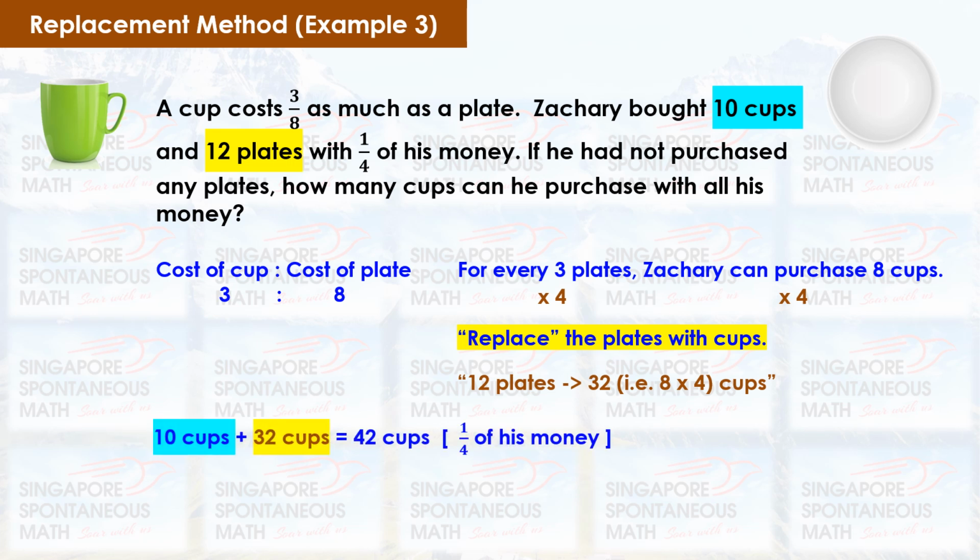10 cups plus 32 cups equals 42 cups. Zachary can purchase 42 cups with 1/4 of his money. 42 times 4 equals 168. Zachary can purchase 168 cups with all his money.